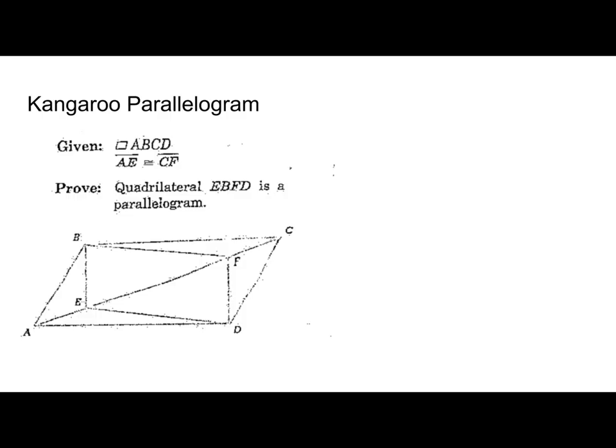It's called kangaroo parallelogram because they're kind of like nested inside each other. I don't know, I was just making things up. It's like the little Joey. I don't know. Might be losing it. It's pretty late.